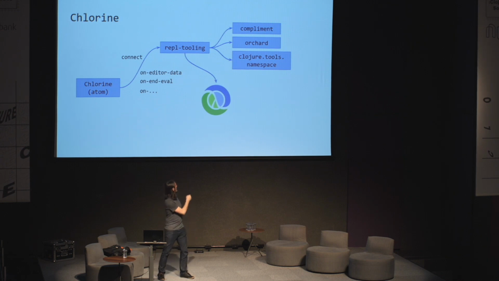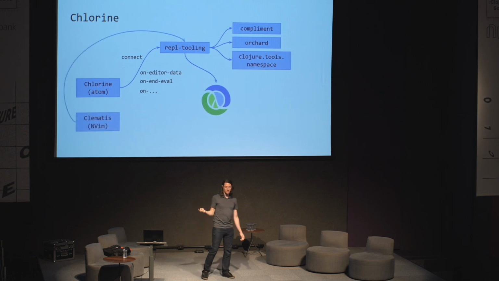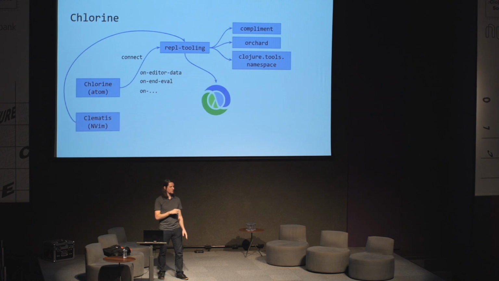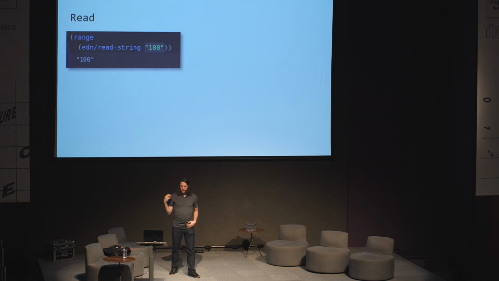And why did I think of this architecture? It's mostly because it makes it really easy to port to another editor. In this case, I am already experimenting with Clematis on Neovim. Neovim is really a whole other story. It's really alpha right now. Nothing works correctly. But I can also evaluate commands inside Neovim with the same machinery that Chlorine uses. Now then, let's revisit the REPL with Chlorine.